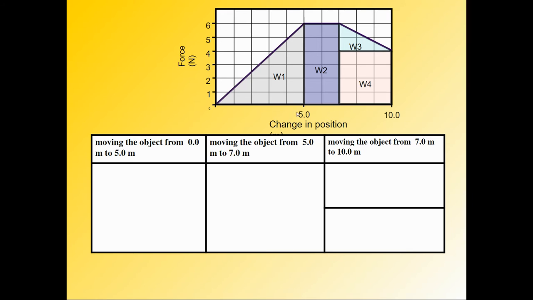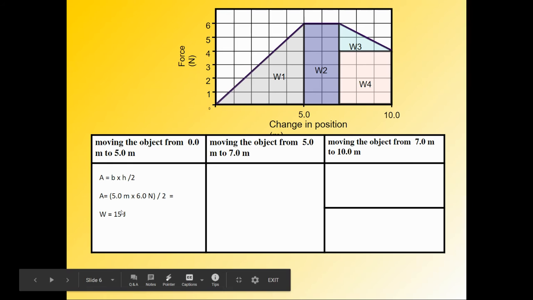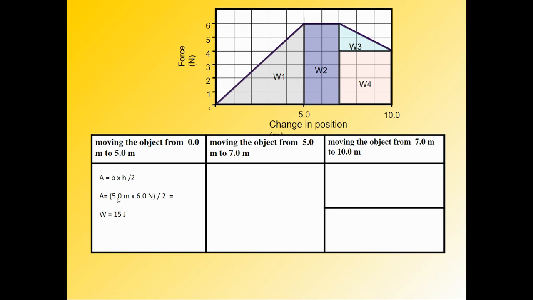So I'm moving 5 meters as my base, and I'm going up 6 meters. So I'm going to use my area equals base times height divided by 2. And I'm going to plug my numbers in, 5 times 6, again, in brackets, or go 5 times 6 equals, and then divide that number by 2. So 5 times 6 is 30, and we're going to divide that by 2 to get 15 joules. Again, that's my significant digits. These are 2 numbers. This is 2 numbers.